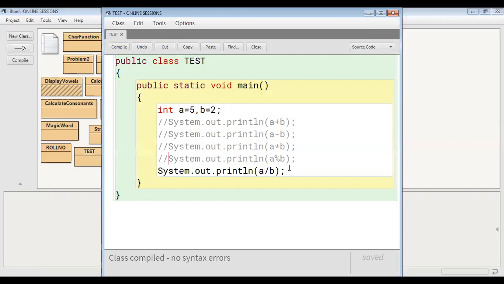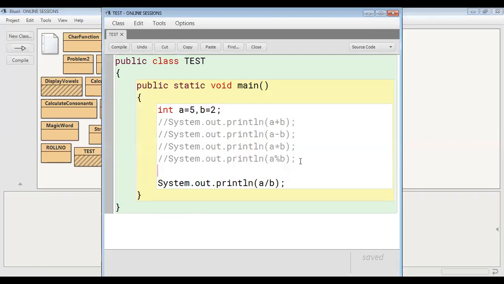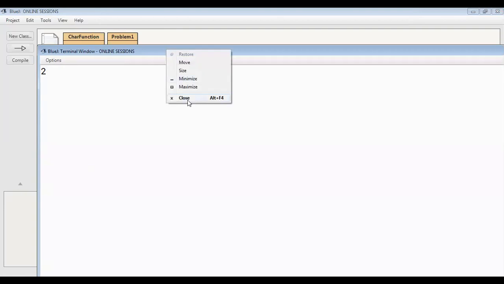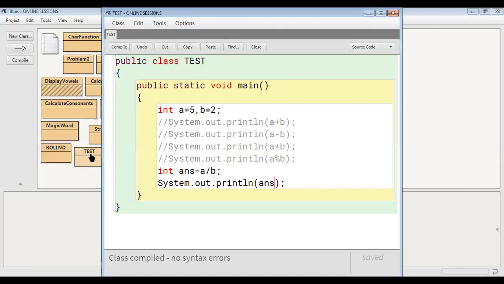So what to do? Or I can do it the other way. If I write int ans is equal to a divided by b, and if I write here ans, you will find my answer is coming out to be 2, which is wrong. So what is the solution? The solution is very simple. You convert any one data type to double or to float, either of them, whatever you want.